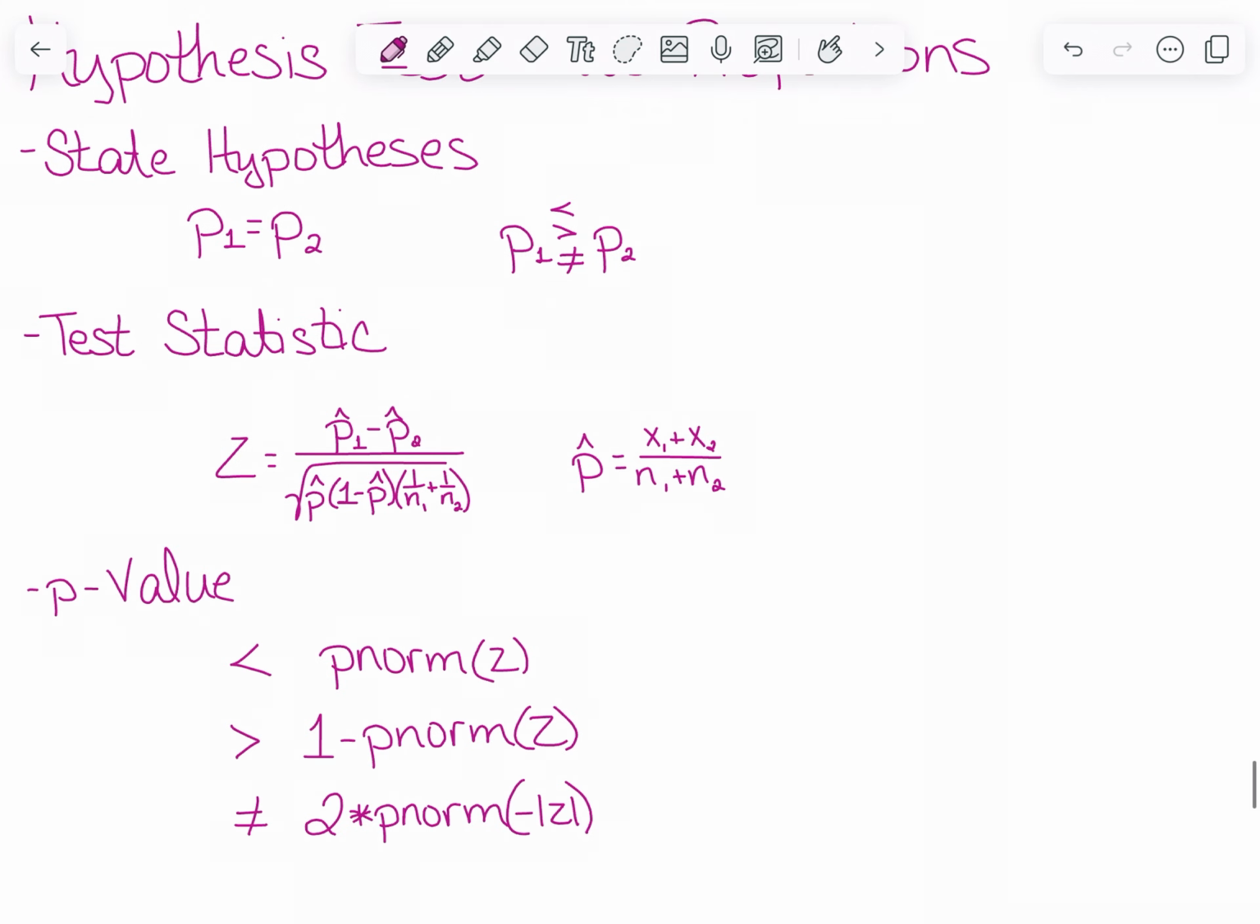Next up is our p-value. If it's a less than test, we use p norm of z. If it's a greater than test, we use 1 minus p norm of z. And if it's a not equal to test, we do 2 times p norm of negative absolute value of z. In other words, the negative value. If it's negative, leave it negative. If it's positive, make it negative.